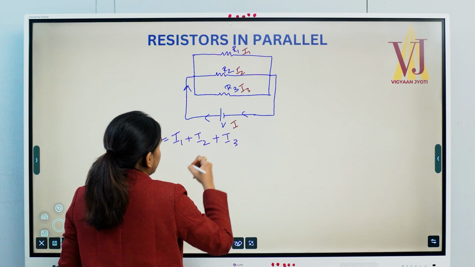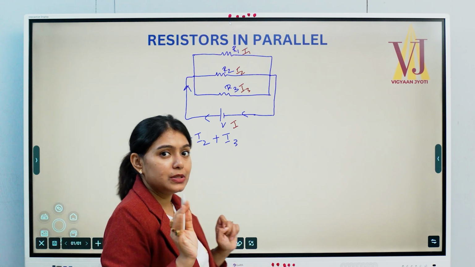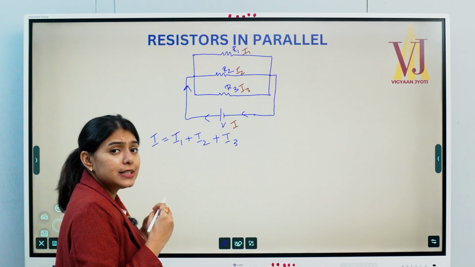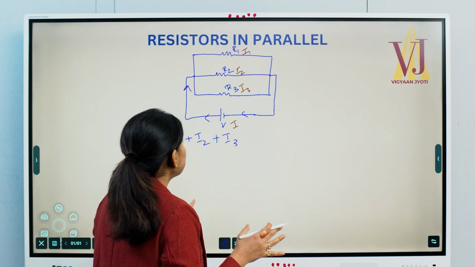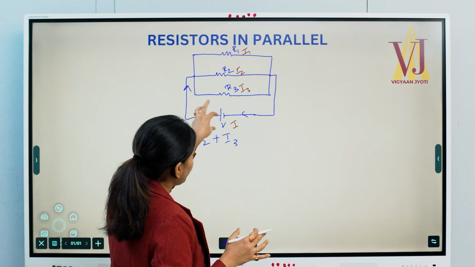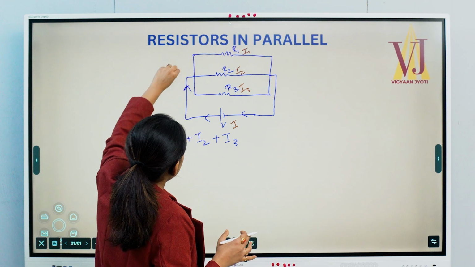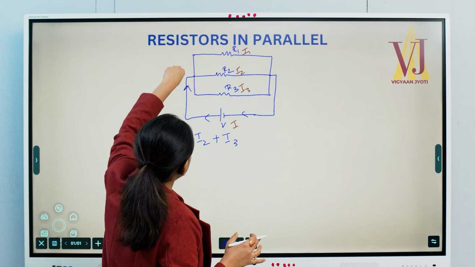So the summation of the current is I1 plus I2 plus I3. This much we have understood. Now the common thing: is the potential also different, or is it the same? Let us see. The potential will be the same. Why? Because after all you're bringing the charged particle either to this place or whatever.